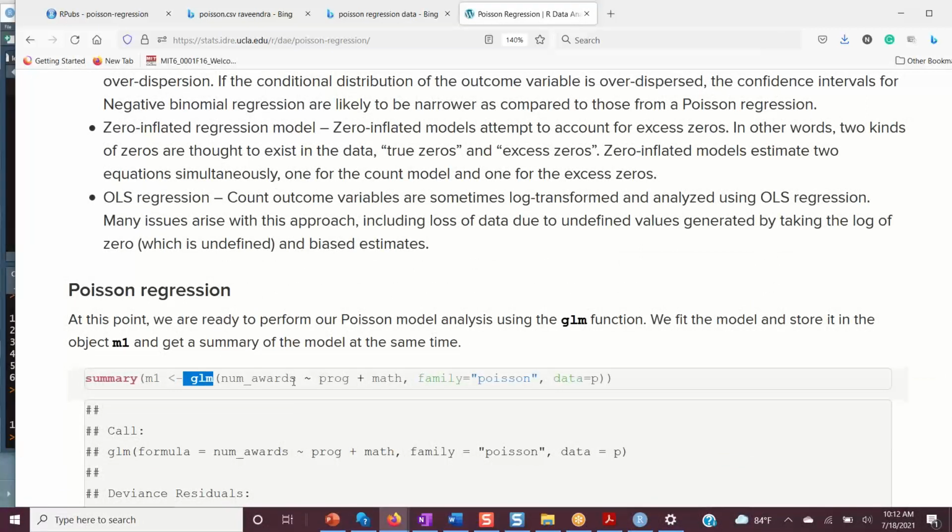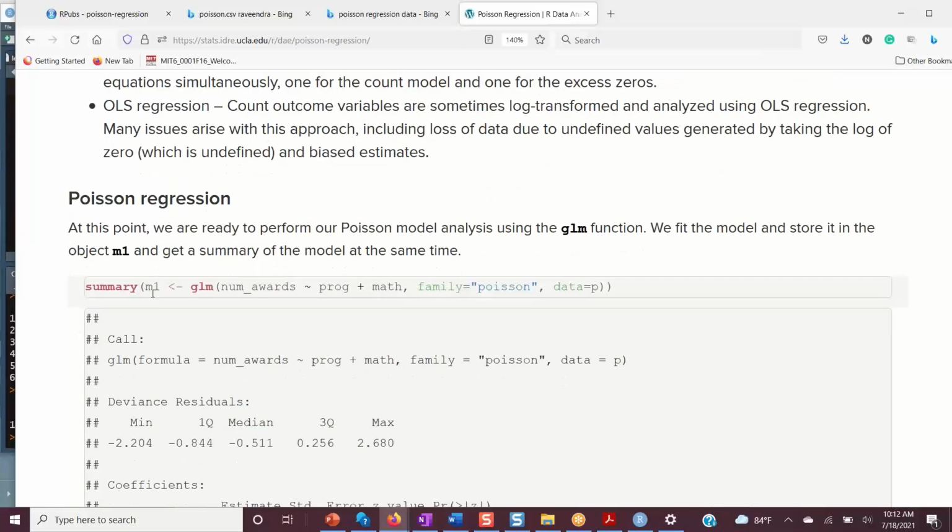But for the data that we just now created and read, we are going to use only what is called the Poisson model, okay, because it represents that. And the command is very simple, summary.